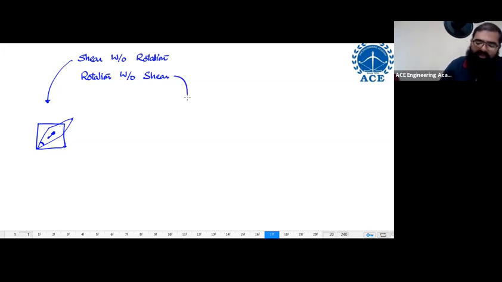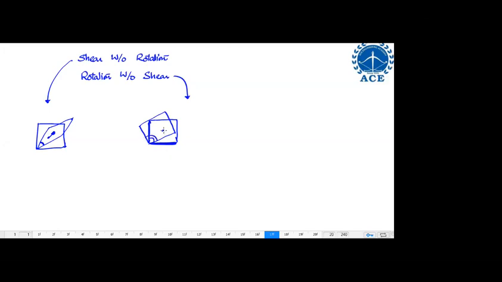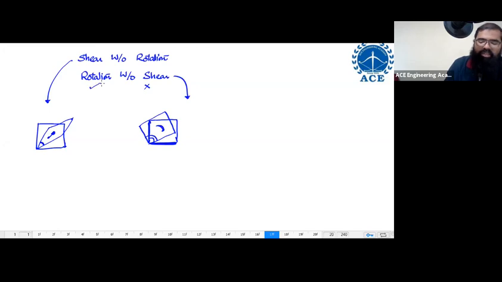Then what about this particular case? Imagine you have a fluid element like this. Its center is somewhere over here. Now look at this length, it is tilting like this. Look at this other length, it is also tilting like this. Both of them are tilting by the same angle. That means previously it was 90 degrees, and now it is also 90 degrees. No shear. Rotation has taken place. So shear is not there, but rotation has taken place.